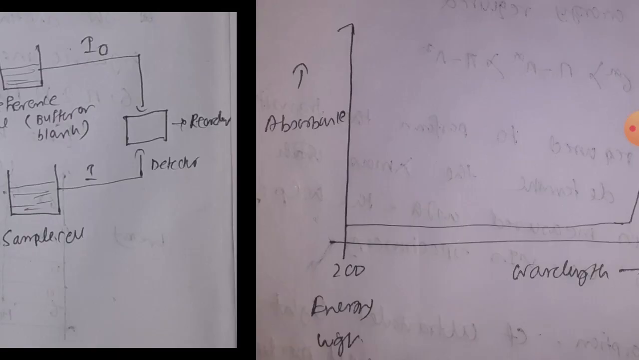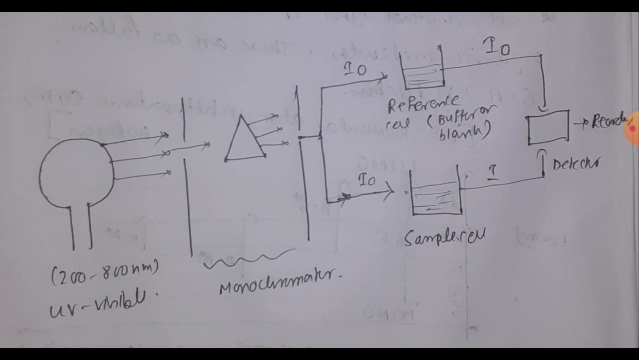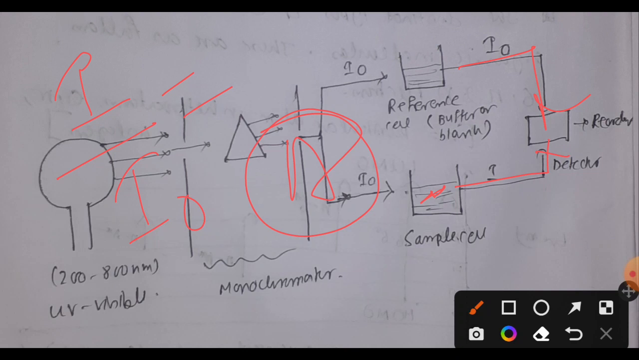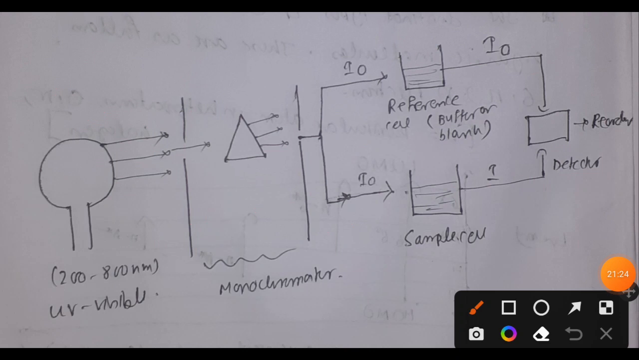So I will come back to that picture within a minute. That is how UV visible spectroscopy helps us for measurement. Suppose you have added paracetamol here, and now you will get the I by I0 ratio, that is the transmittance value. With the help of transmittance you have determined the absorbance, right?